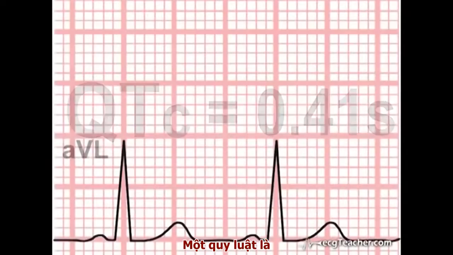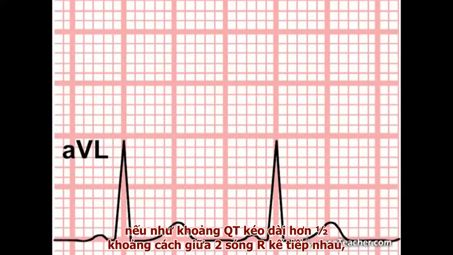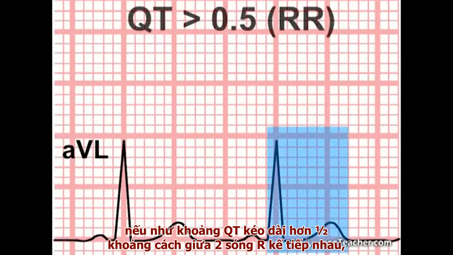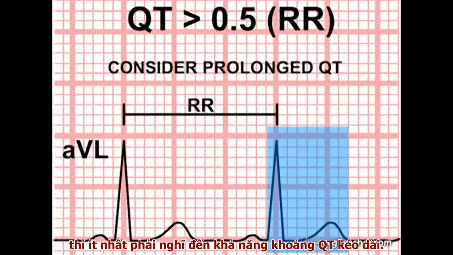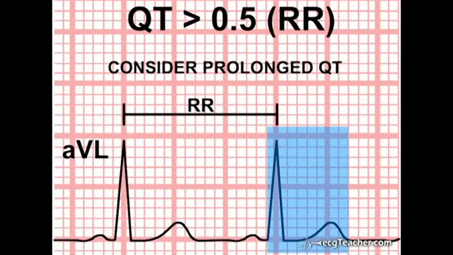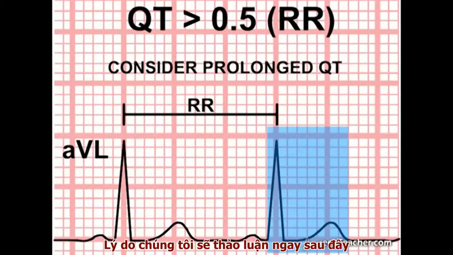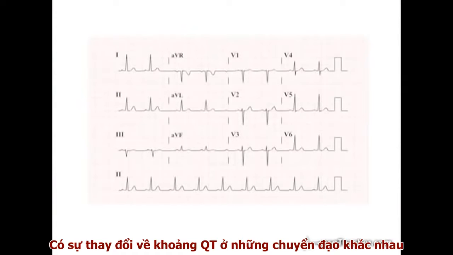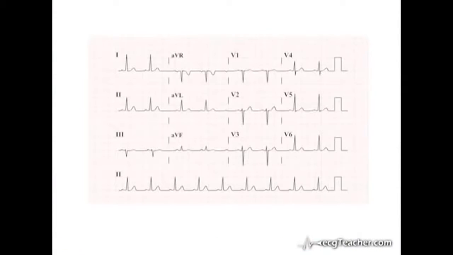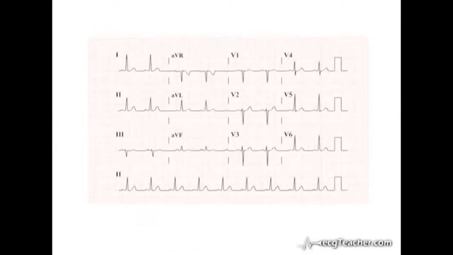To give you a simple rule of thumb, when you look at an ECG, if the observed QT interval is more than half the RR interval, at least consider the possibility of prolonged QT. The use of AVL in this example is quite deliberate. For reasons we will discuss in a moment, there is variation in the length of the QT interval between different leads. Also, for technical reasons, it can be difficult to identify the end of the T wave in many leads.